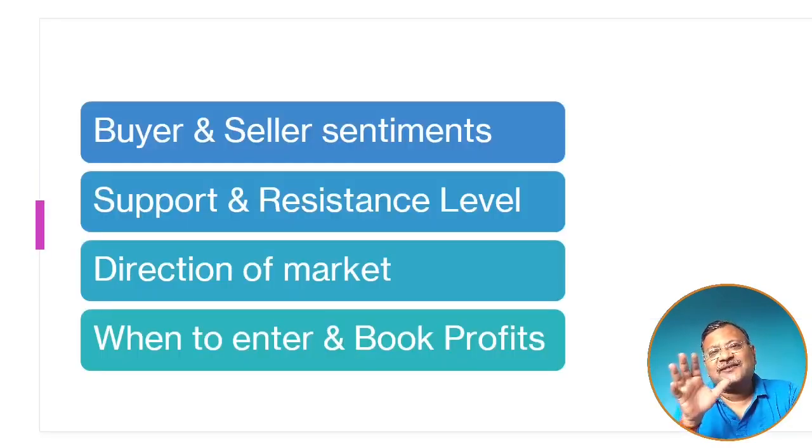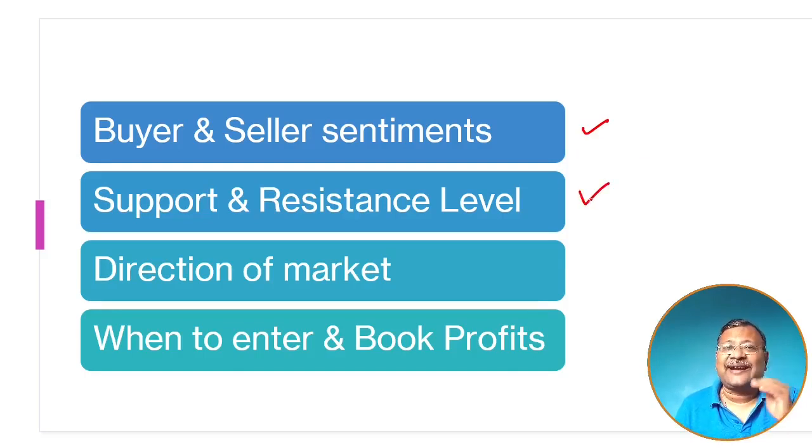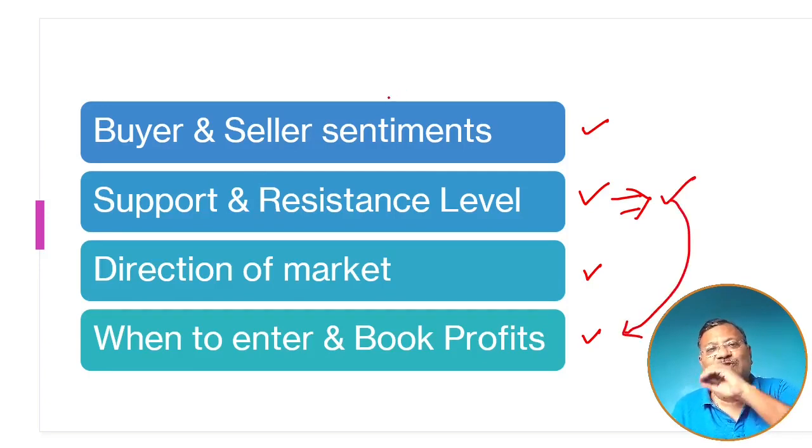Now, if I were to categorize it broadly, the things that we are going to learn from this option chain data analysis are: how to find out the buyer and seller sentiments, then how to find out the support and resistance level. I'll get to this in a little bit of detail in a few moments. Then we can learn how to find the direction of the market, and when to enter and when to book profits. But predominantly in today's session, I am going to focus on the support and resistance level, because once we know this, we can easily determine when to enter and when to book profits.